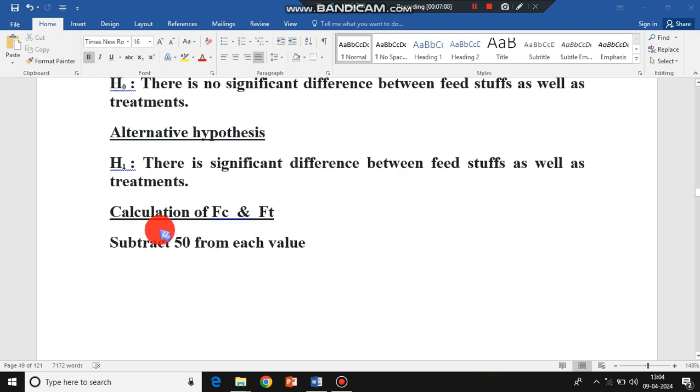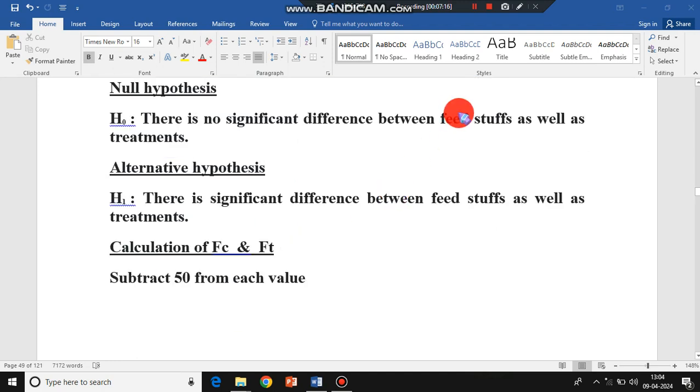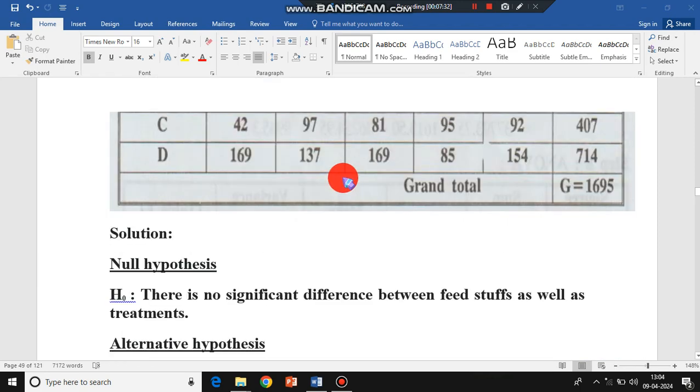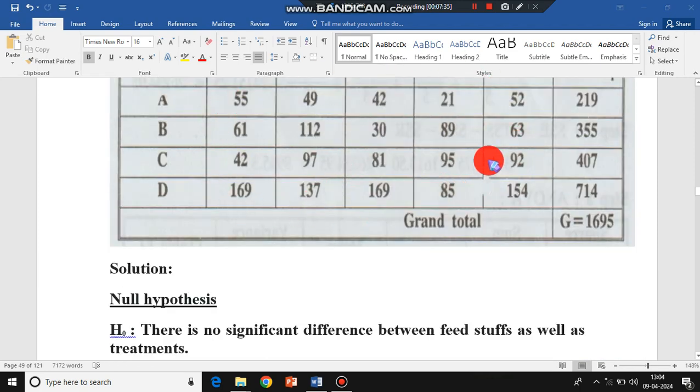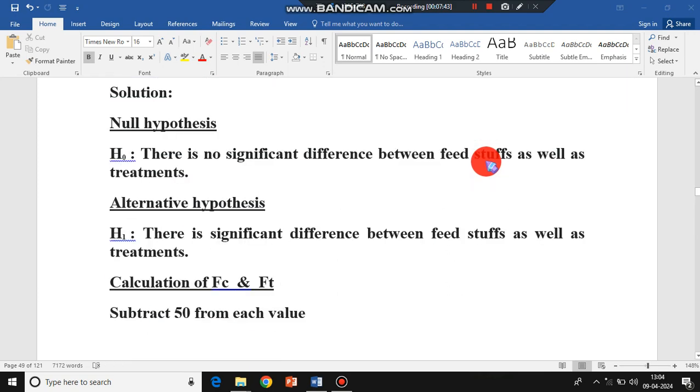And then we calculated the value of F for column wise, that is treatments, as well as row wise for feedstuffs. And the table value also we found out for column wise as well as row wise. Here column wise is treatments, row wise is feedstuffs, and we subtracted 50 from all the matrix entries to reduce the numbers so that the calculations would be very easy for us, and that's what we have done.